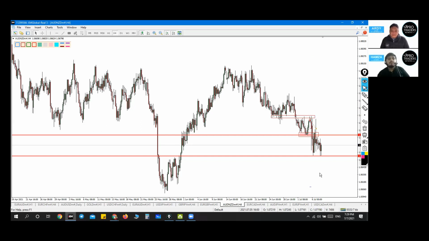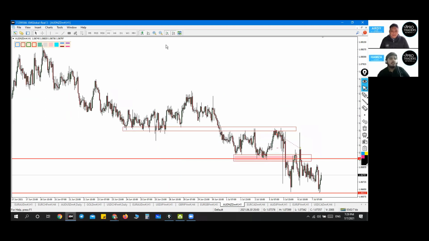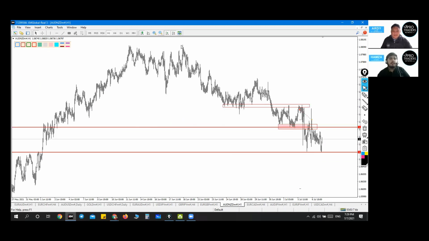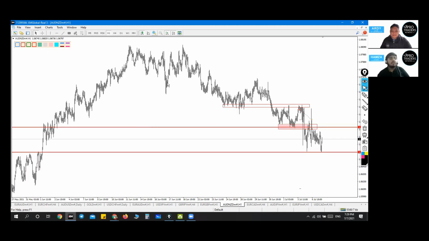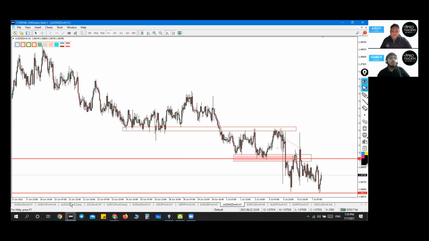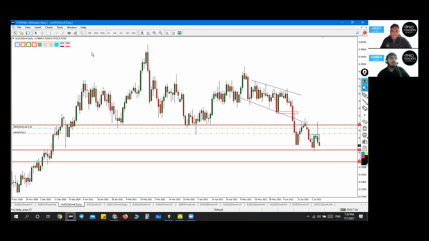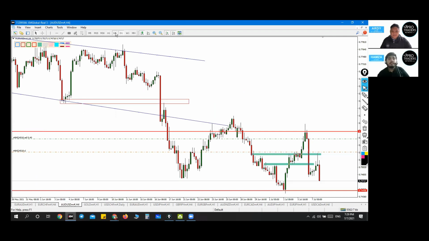So yeah, that was the whole analysis. Quite simple, nothing too complicated. And viewers can also see that these things work. I just entered these trades, as you can see. Australia is pushing hard to the downside.